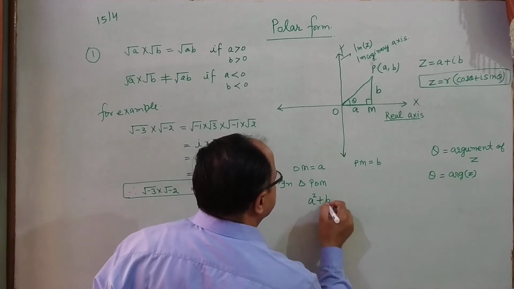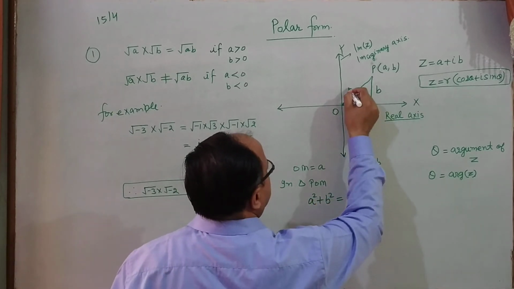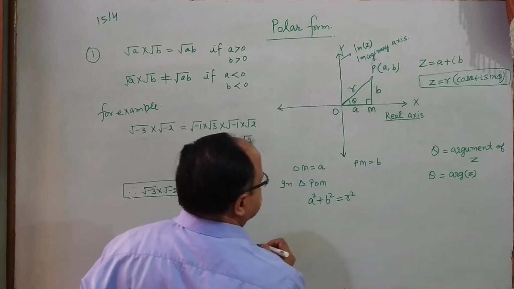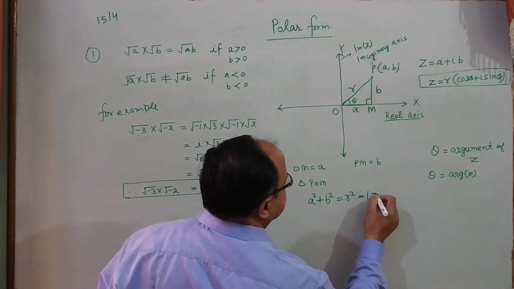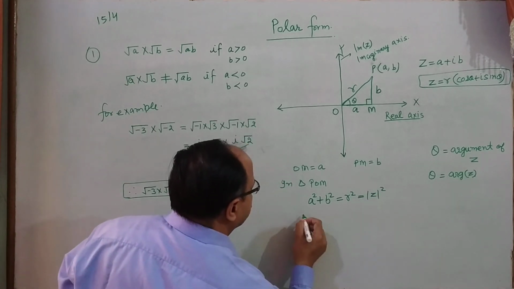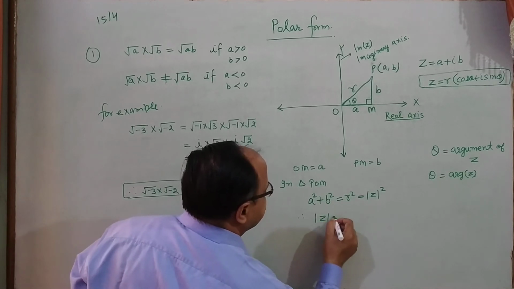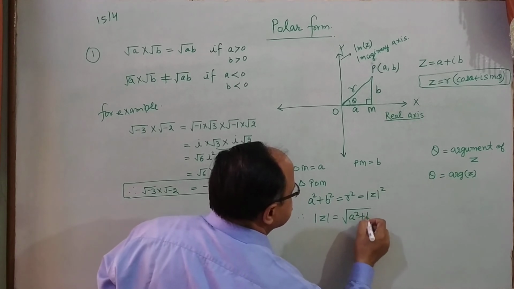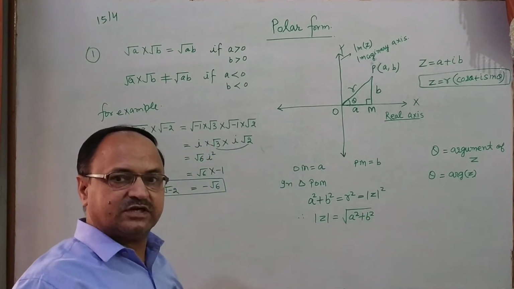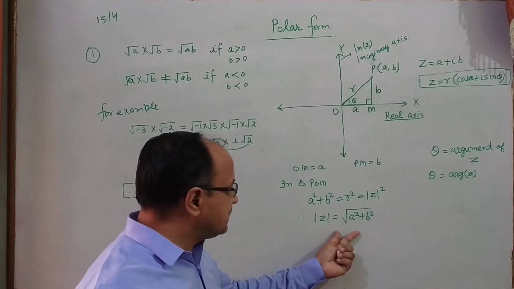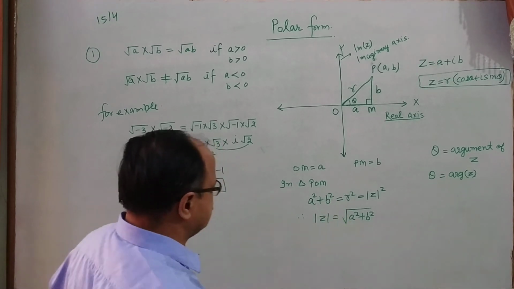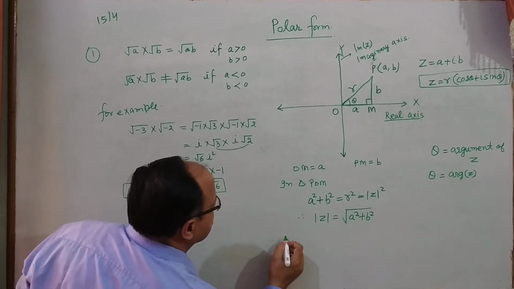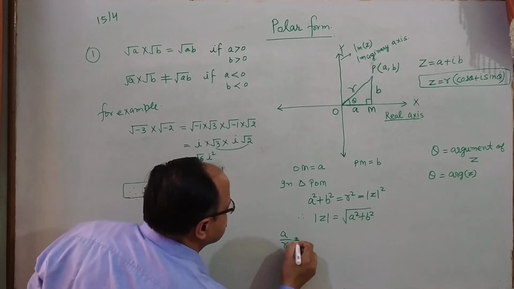a square plus b square is equal to, and the name of this OP we can take as r square. r you can say is the modulus of z. So therefore modulus of z is equal to root a square plus b square. Clear?